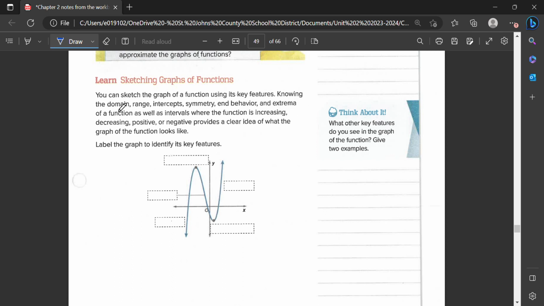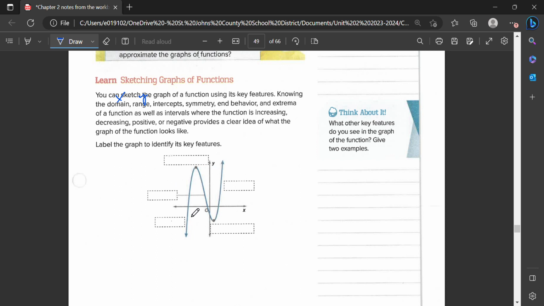Remember, domain is all of the x values. Domain is x. Range is y. Intercepts are where it crosses the x-axis, the y-axis. Symmetry is where you can cut it in half, and it's the exact same on both sides. End behavior is these arrows right there. And then extrema is what we're talking about right now in this picture. Extrema is the highest and lowest points in a certain finite area, in a little area.